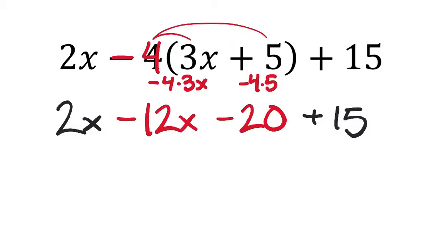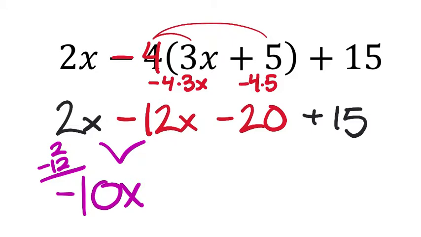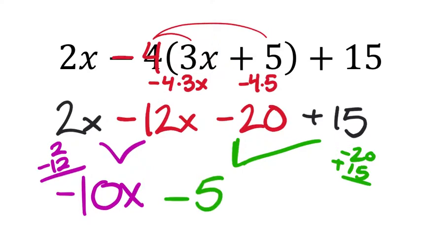So from here, all we need to do is look to combine any like terms we have. And I got these 2 x's right here. The 2 x's minus the 12 x's. How many x's is that? 2 minus 12? It's negative 10. And then the constants, negative 20 plus 15. So negative 20 plus 15 there, that would give us negative 5 constants, okay?